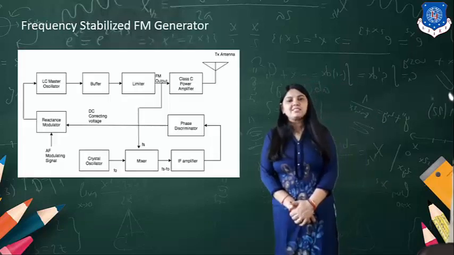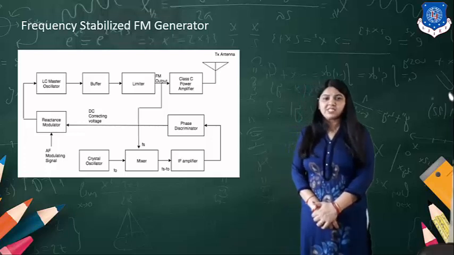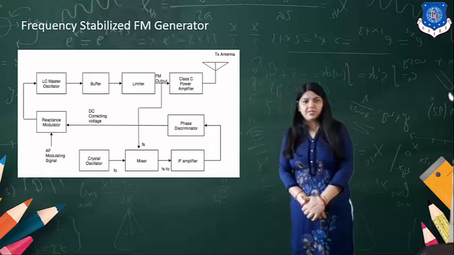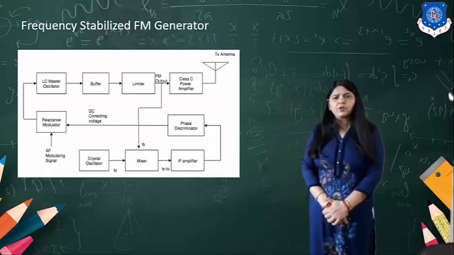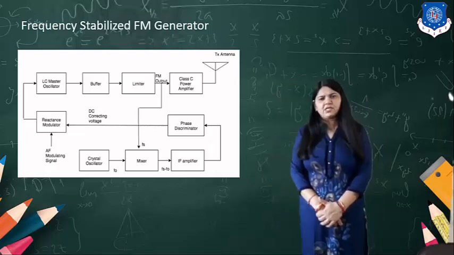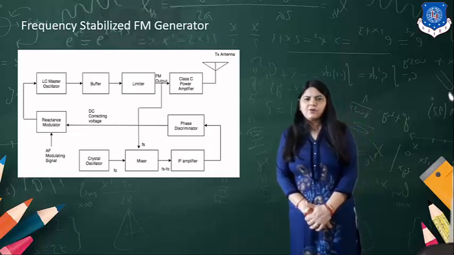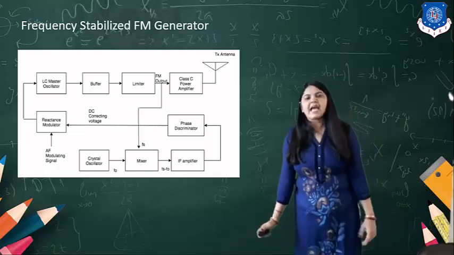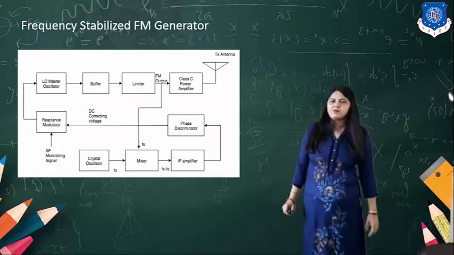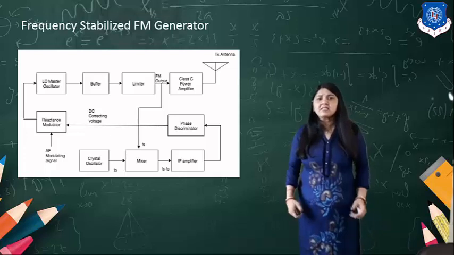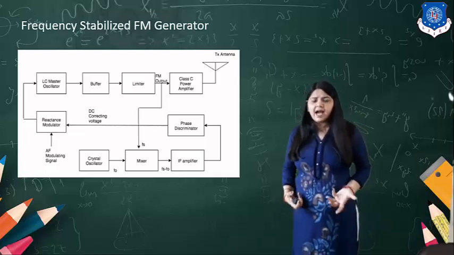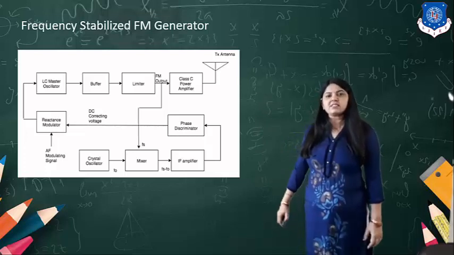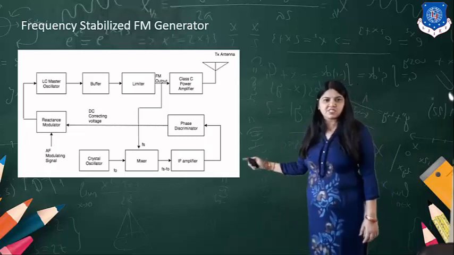Now the frequency stabilized FM generator. As we know, the reactance modulator does not give us an accurate frequency, so it cannot be used in broadcasting applications. So to get a stabilized frequency at high frequency, we must go for the frequency stabilized FM generator.